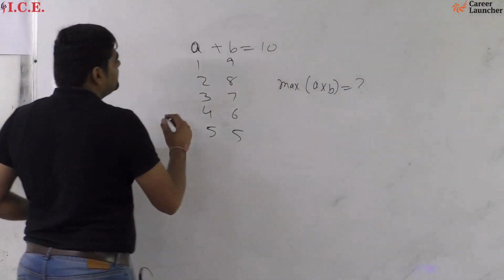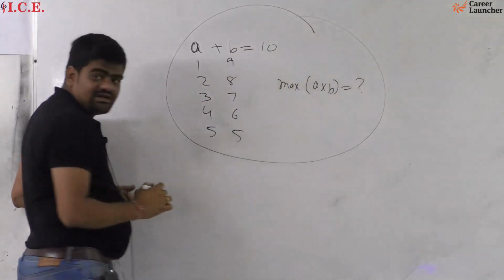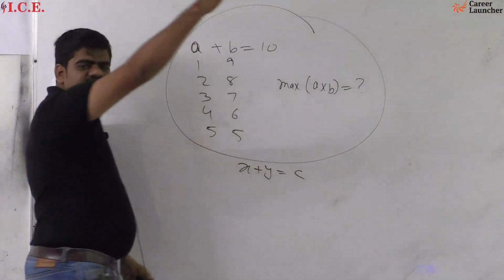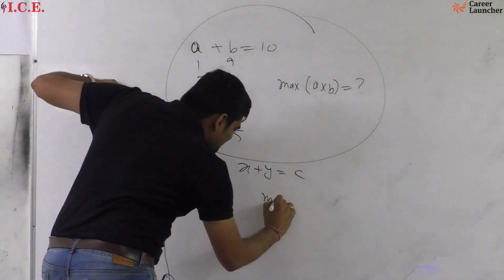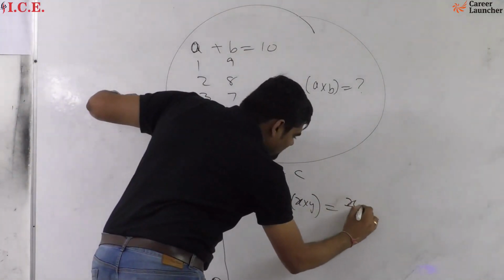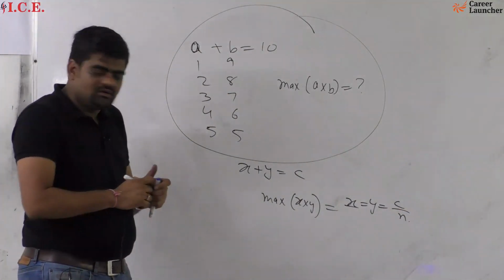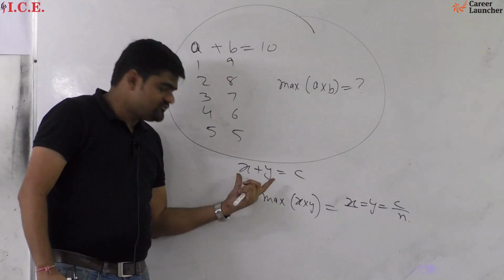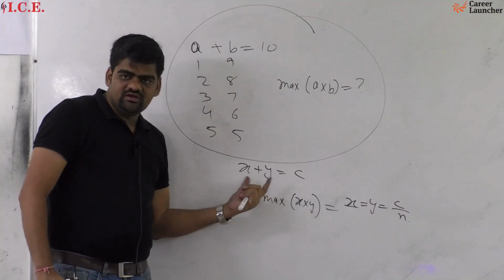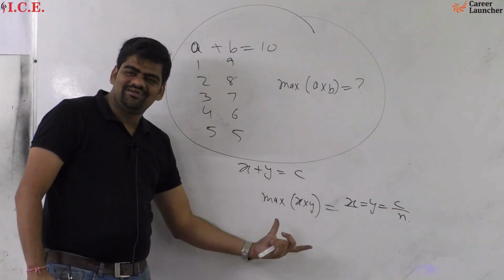So the thumb rule is, if you generalize this, if x plus y is a constant, or x plus y plus z is equal to a constant c, then the maximum value of the product will only happen when x is equal to y is equal to c by n. What is n? n is the number of divisions. Here n is 2, because you have 2 divisions. If you have 3 divisions, it will become c by 3, 4 divisions, c by 4, 5 divisions, c by 5, and so on. Right?